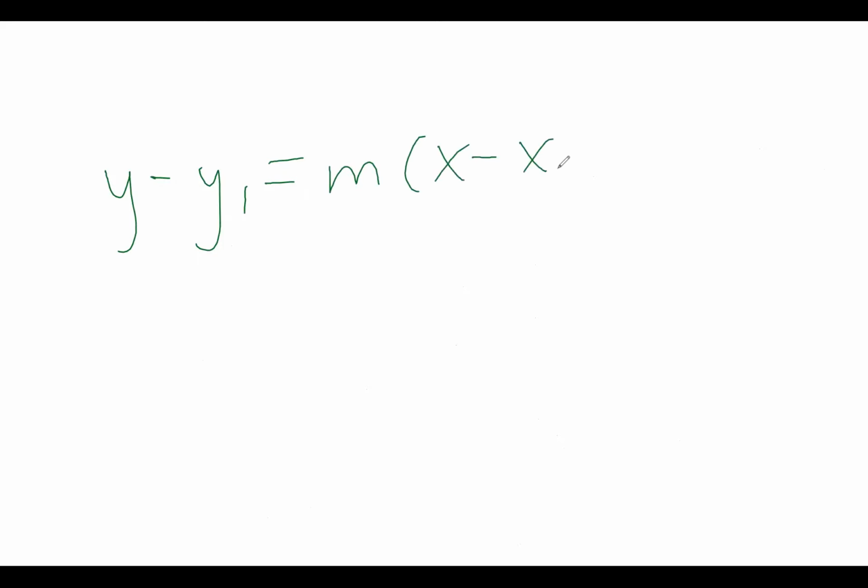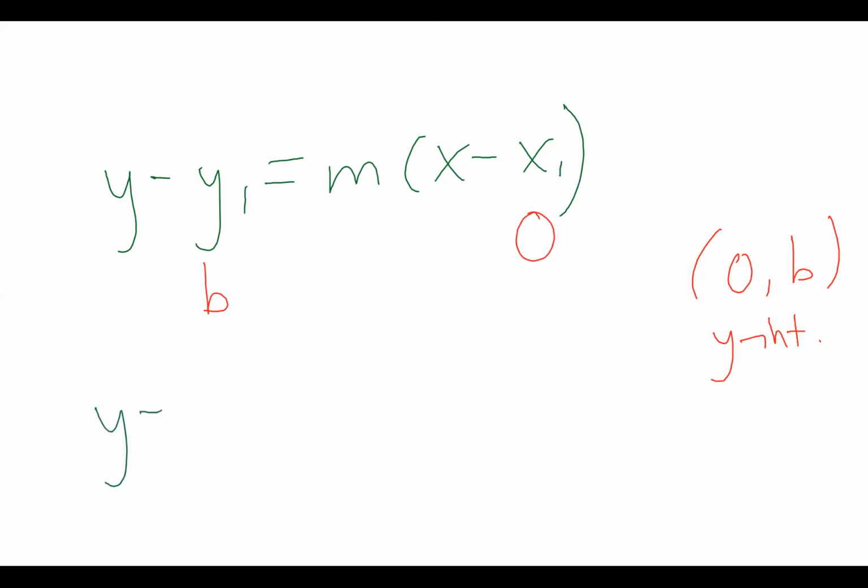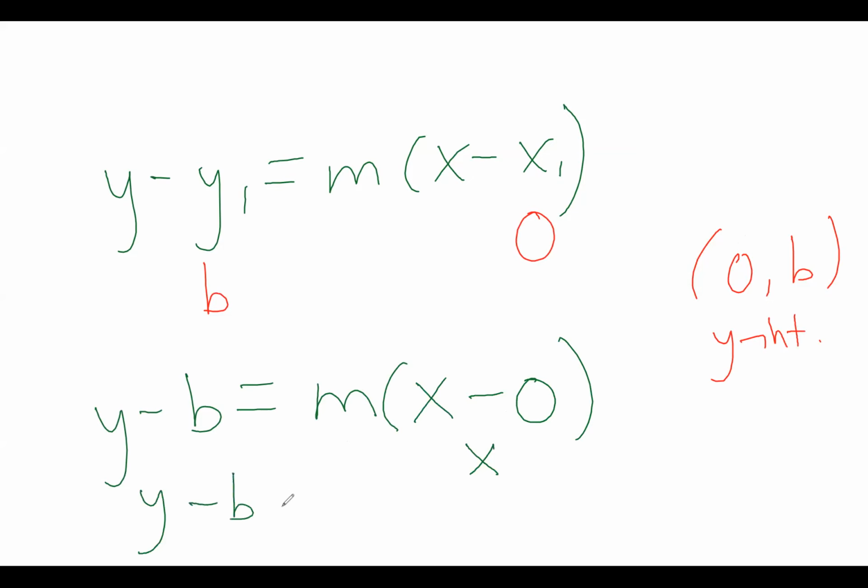Hopefully, as you remember, if you're using the equation y equals mx plus b, (0, b) is your y-intercept. So if we plug in 0 for x1 and b for y1, watch what happens. Now it's y minus b equals m(x minus 0). Let's rewrite that. x minus 0 is just x. So what we really have is y minus b equals m times x, or just mx.